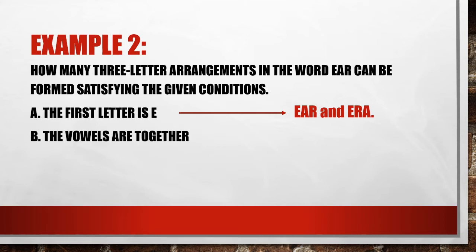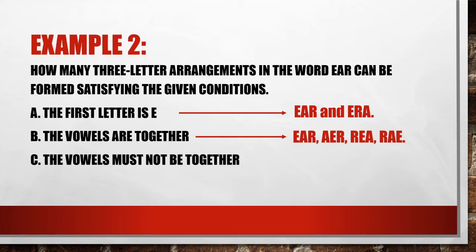Letter B, the vowels are together. Ayan. Okay, so there are 4 arrangements formed when the vowels are together. That is EAR, then AER. No, sorry. EAR, AER, REA, then RAE.